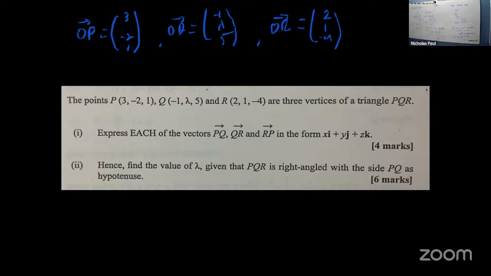They give you P, Q and R, they give you the points. So yeah, you get PQ. Find all of them. And then find lambda, it is perpendicular.